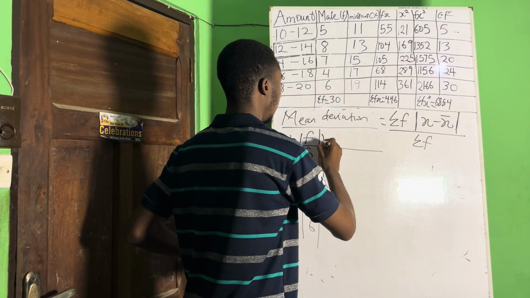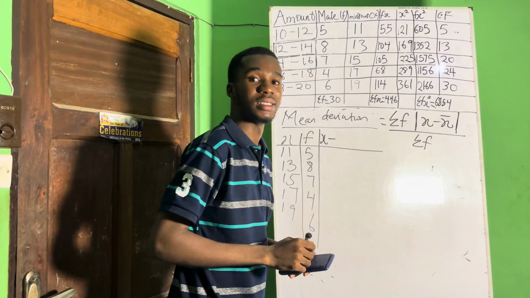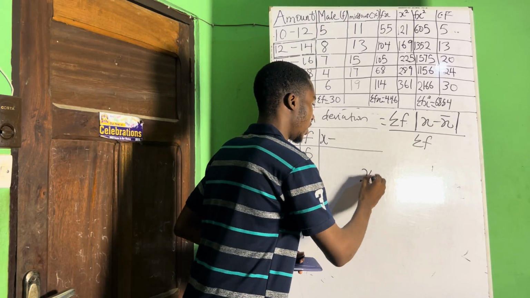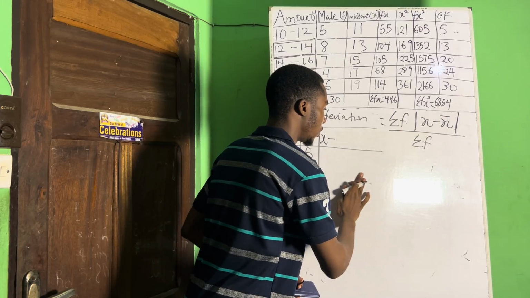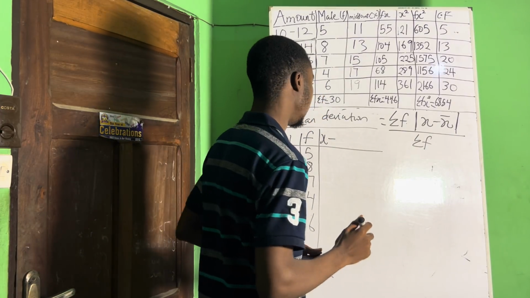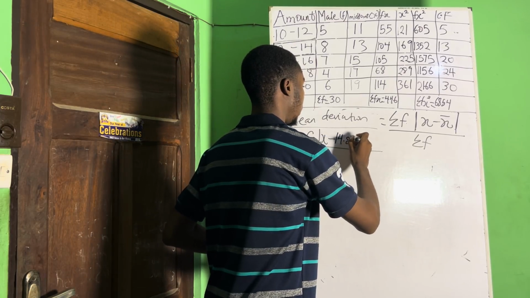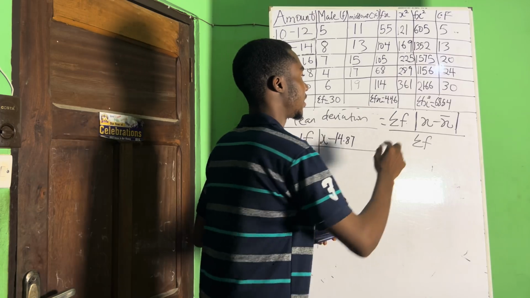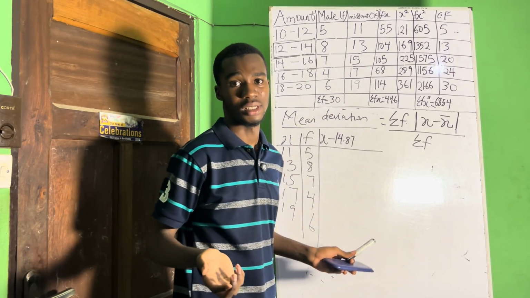Then the next thing we find is the x minus the x bar. And I told you that the x bar is the mean. So this x with a line on top is the same as the mean. And we already solved for the mean earlier. When we solve for the mean, what do we get? 14.87, right? So x minus 14.87. I hope no one is confused. The formula is x minus x bar, which is the mean. And the mean, we already got 14.87.